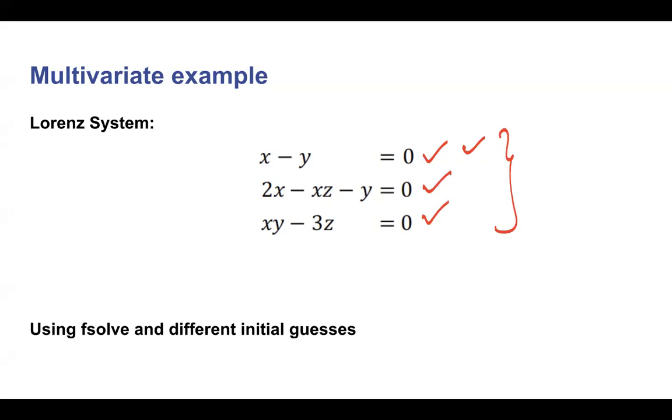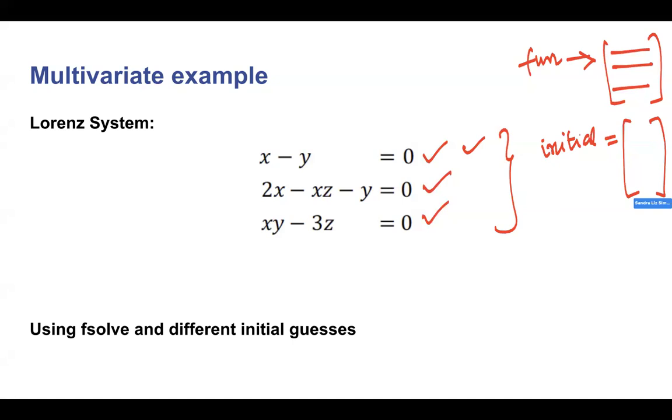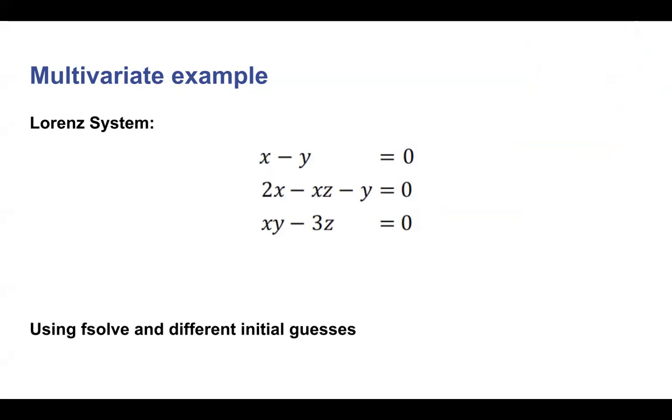In fsolve, there are two important portions. One is the function name. This function should give the three functions as a single column vector: first, second, third. And the initial guess. Earlier it was a single value. Now that should be a column vector: the initial guess for x, for y, and for z. The function should be a column vector, and the initial guess should be a column vector. That's how we need to define this problem.